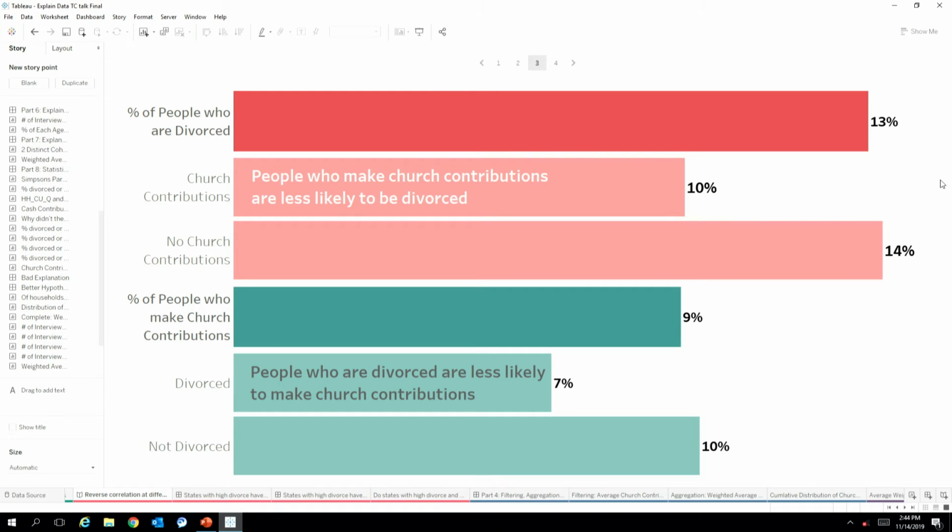And then conversely, when you look at the baseline percent of the population who makes church contributions, it's 9% of people. And then of the people who are divorced, only 7% are making church contributions. And so likewise, people who are divorced are less likely to make church contributions. So this probably fits your mental model, your expectation of the relationship. It does hold at an individual person level.